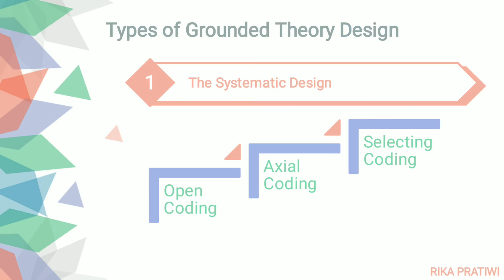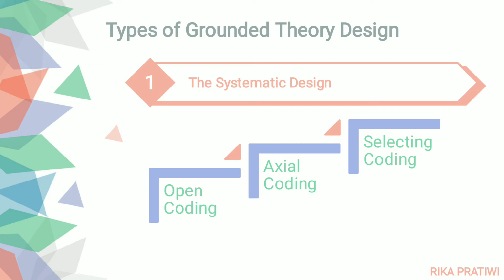The first type of grounded theory design is the systematic design. Open coding means that the grounded theorist forms initial categories of information about the phenomenon being studied by segmenting information. Axial coding means that we select one open coding category, position it at the center of the process being explored as the core phenomenon, and then relate other categories to it.